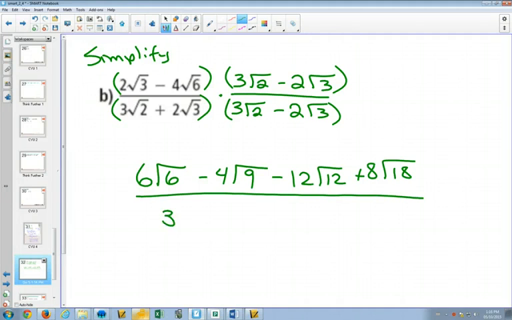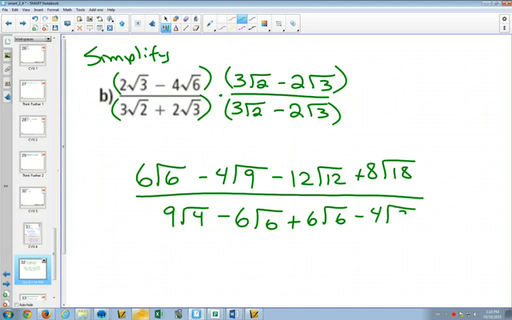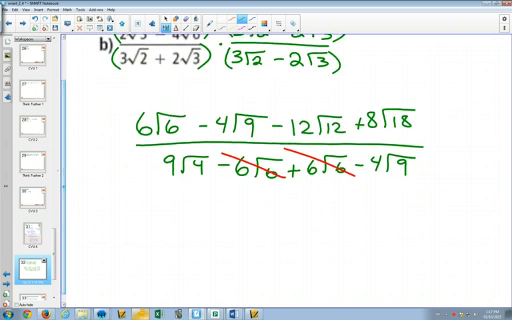We'll do the same thing on the bottom, but anytime you multiply by the conjugate, you're going to notice that your middle terms, in this case minus 6 root 6 and plus 6 root 6, are going to cancel each other out. And the ones on the outside will always have perfect squares, so when you simplify them, we'll do 9 times 2 will be 18. Negative 4 times 3 will be 12.